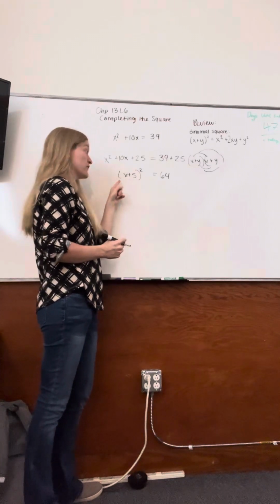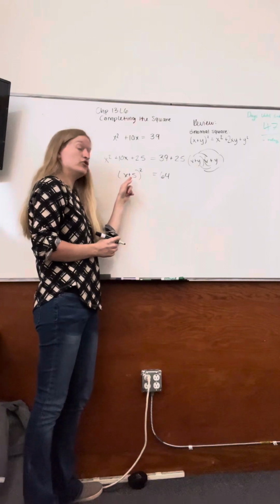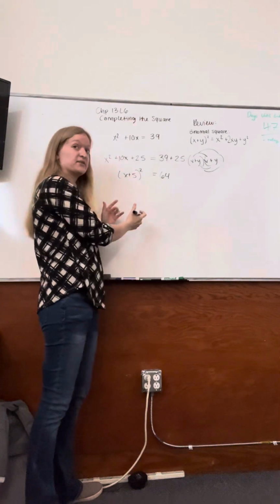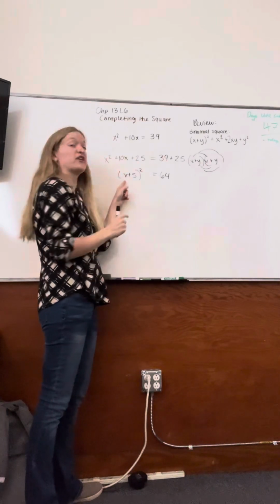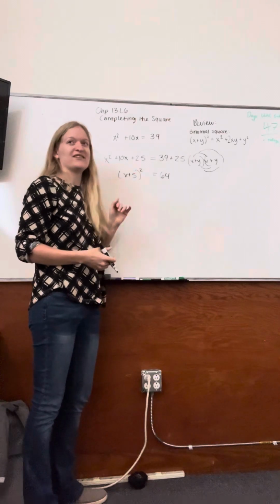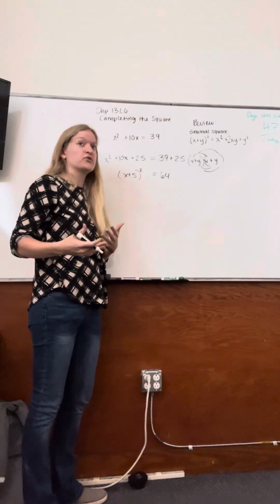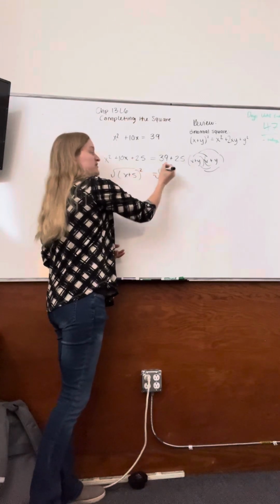To solve for x. So it would be x plus 5 and x plus 5? If we did x plus 5 times x plus 5 and we did FOIL, it would get us right back here. We want to solve for x. We want to get x by itself. So we want to get rid of squaring this side. The opposite of squaring is taking the square root. So we're going to take the square root of both sides.